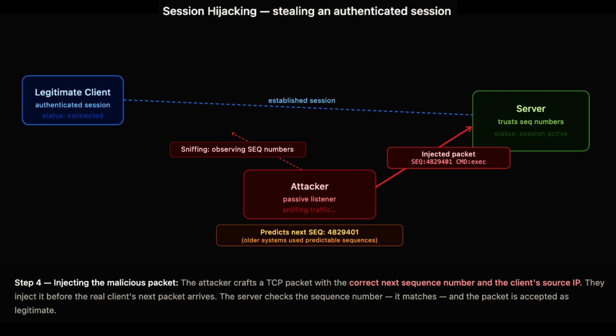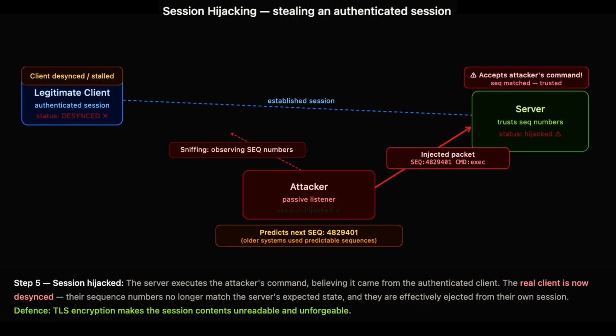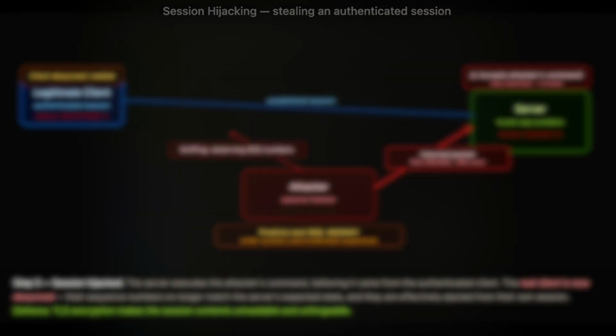The server checks the sequence number, and it matches. The packet is accepted as legitimate. The server executes the attacker's command, believing it came from the authenticated client. The real client is now desynchronized. Their sequence numbers no longer match the server's expected state, and they are effectively ejected from their own session.